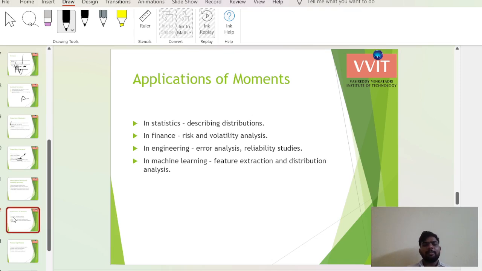Next, applications of moments. They have some applications. In statistics, moments are used for describing distributions. In financial management, risk and volatility analysis. In engineering, error analysis and reliability studies. In machine learning, feature extraction and distribution analysis.